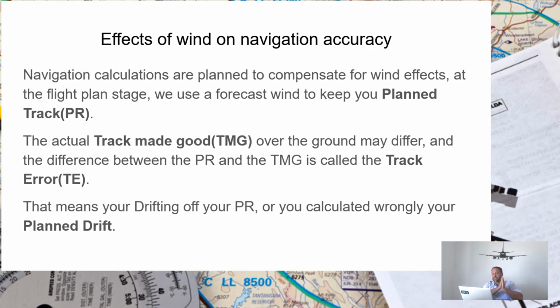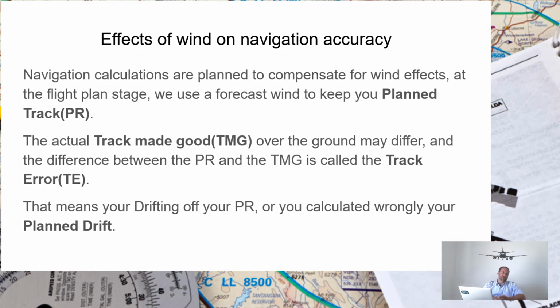Effects of wind on navigation accuracy. Navigation calculations are planned to compensate for wind effects at the flight plan stage, to make your calculations and look into your map as well. We use a forecast wind to keep your planned track. The actual track made good over the ground may differ, and the difference between the planned track and the track made good is called the track error.